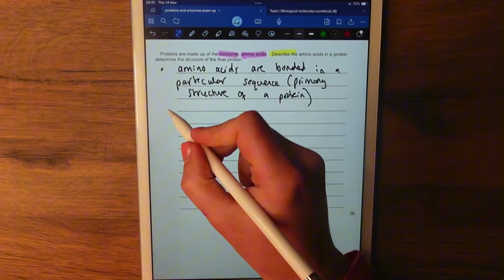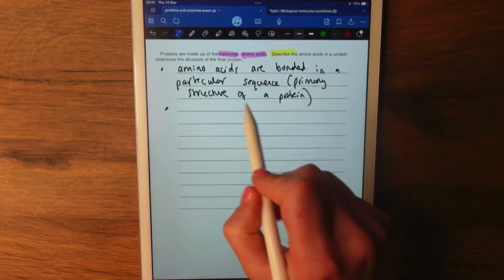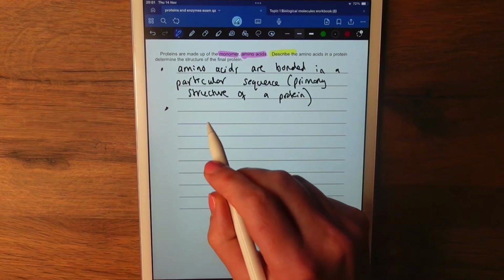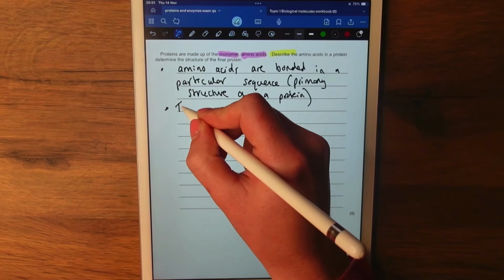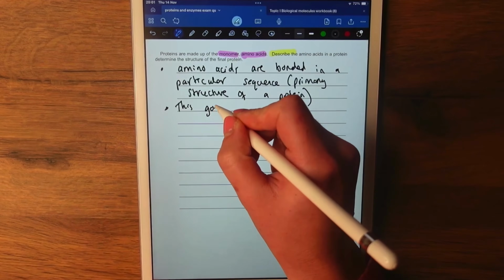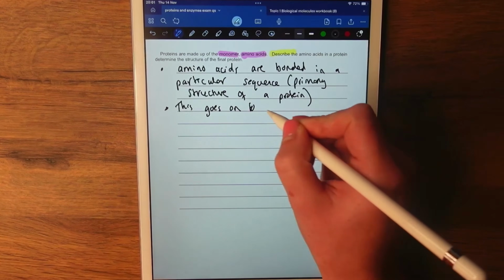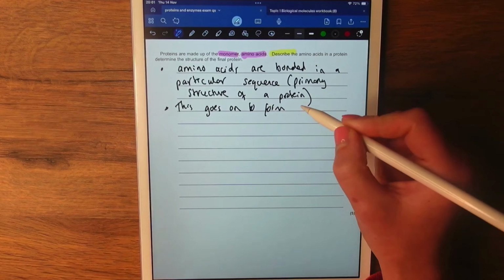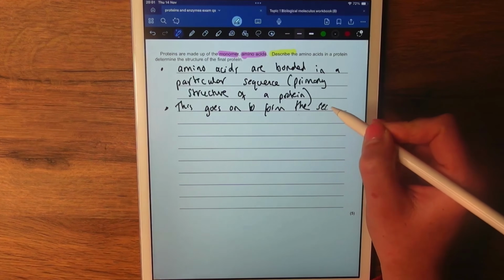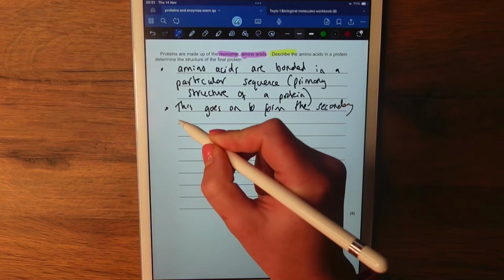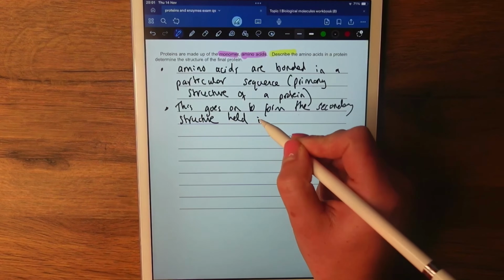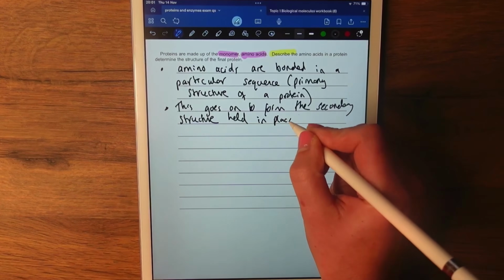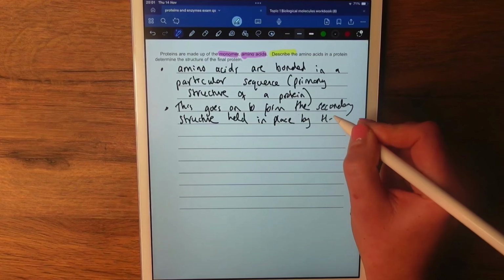Then I'm going to go on to what happens next. So that primary structure is then going to have foldings to create the secondary structure. I'm going to say this goes on to form the secondary structure, held in place by H bonds.